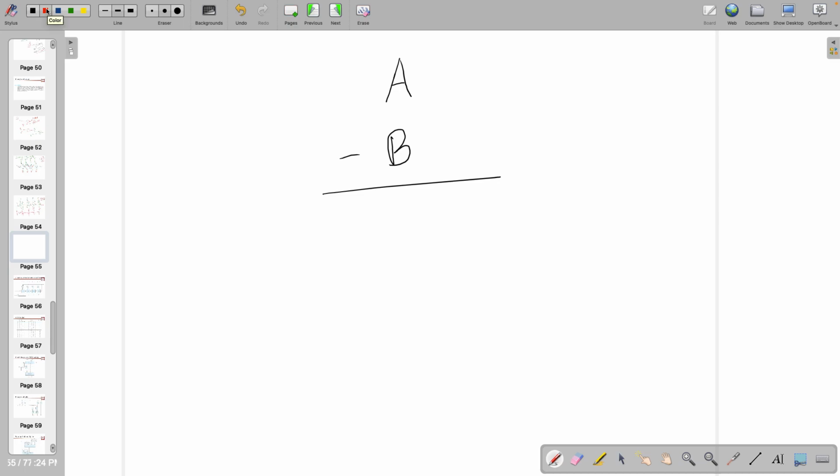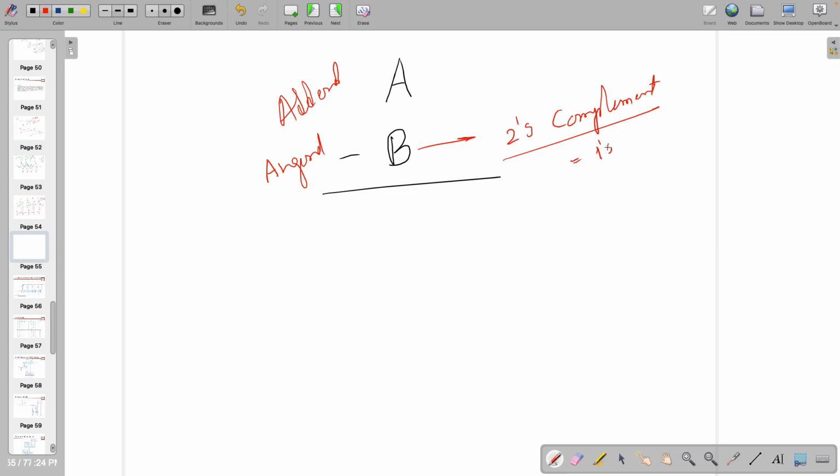Wait, slowly. Okay, B is the 2's complement of B. So the augend and addend, right? Whatever the augend is there, you are going to take the 2's complement. How to take the 2's complement? 1's complement plus 1, right? Okay, it's equal to 1's complement plus 1. Now what? So you are adding this addend plus 2's complement of augend.